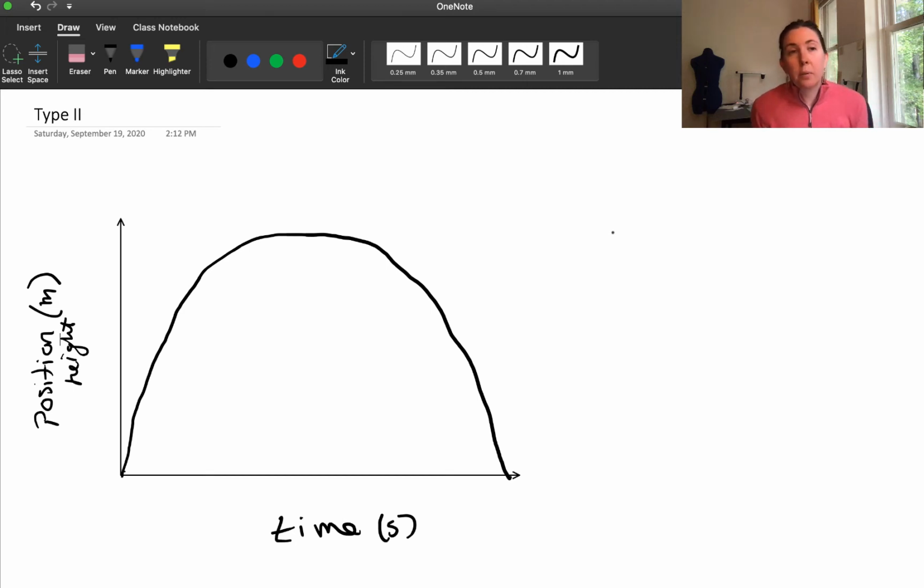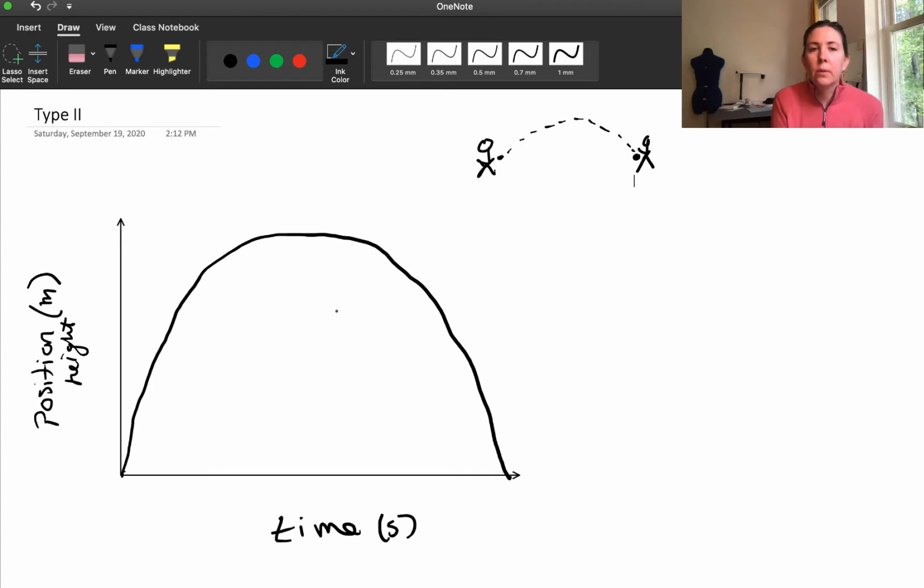I want to talk about a couple of things having to do with type 2 problems. These are the problems when you throw something at an angle and it lands at the same height. Sort of like one kid over here tossing a baseball to his friend over here. And so this position versus time graph looks exactly like the position versus time graphs that we've had before.